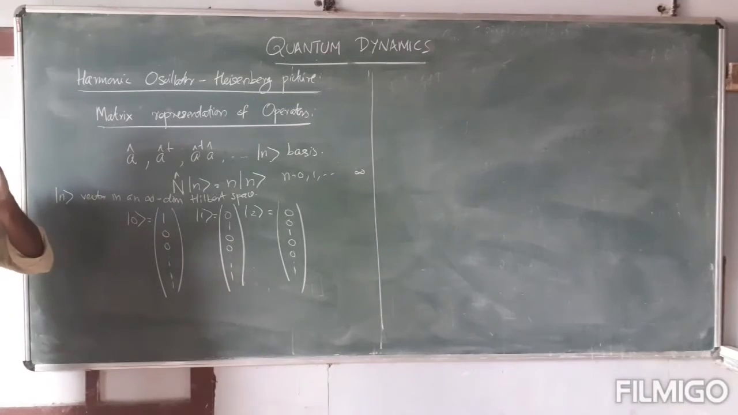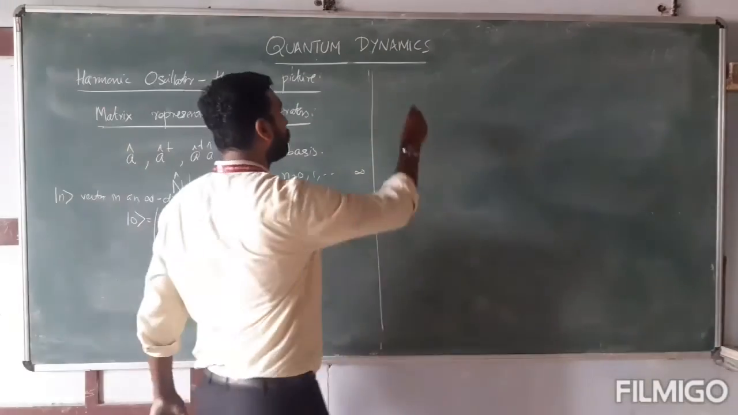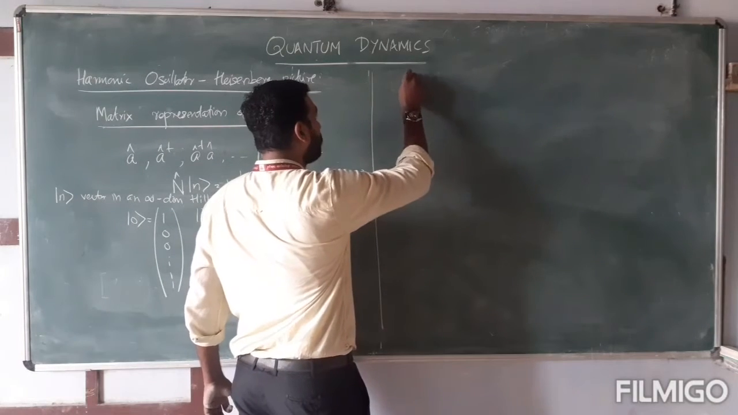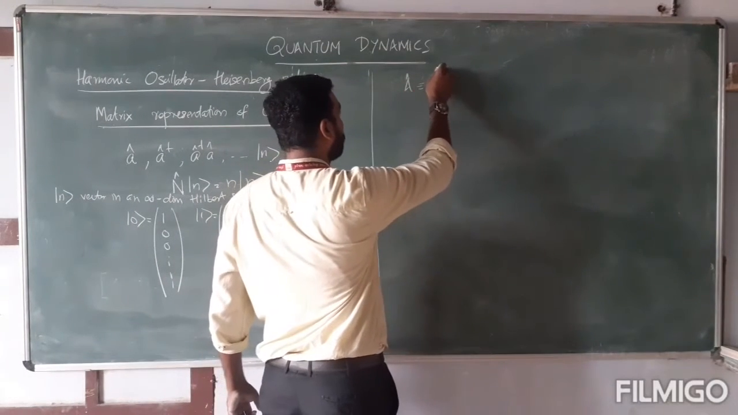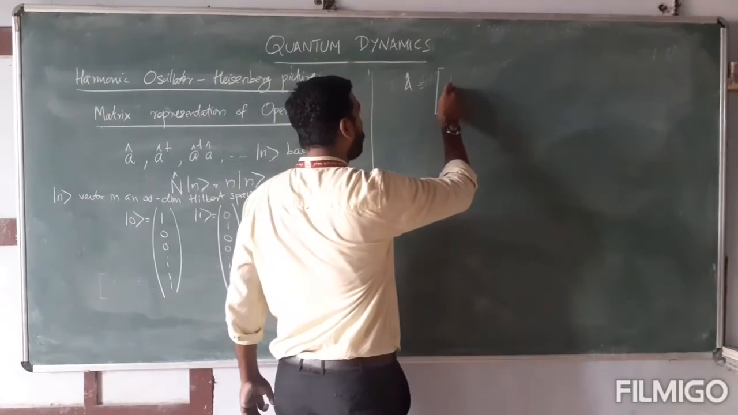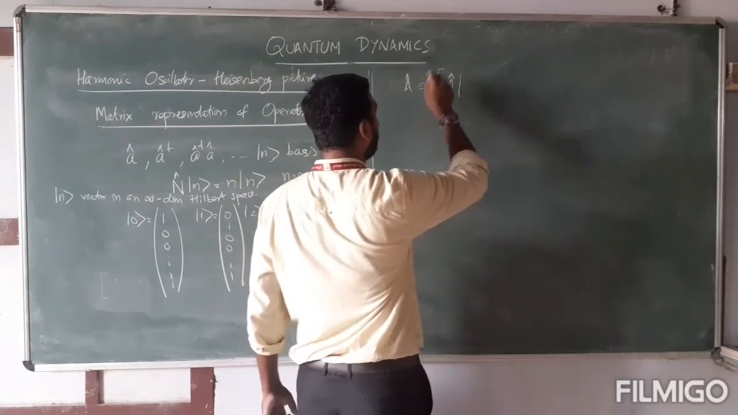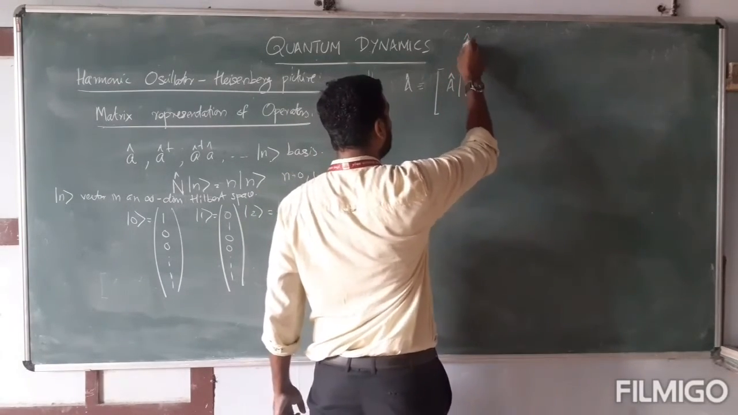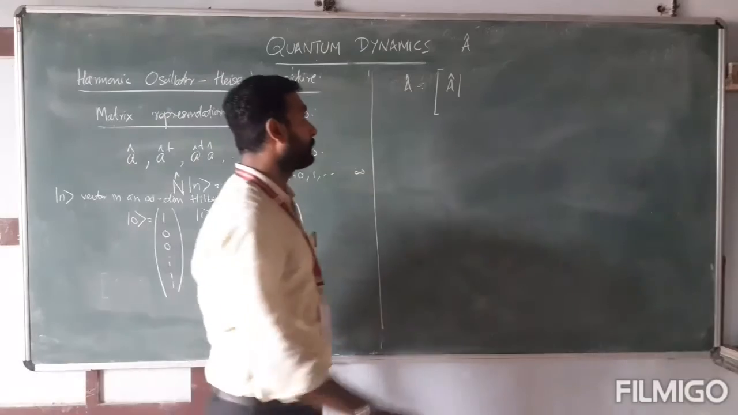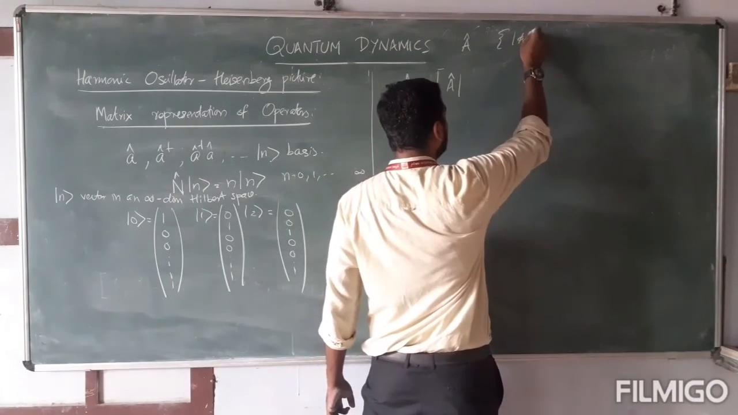Now, in order to represent any operator as a matrix, suppose you have an operator A and you want to represent this operator as a matrix. What I should know is the action of the operator on the basis. Suppose A is the operator you want to represent in the phi n basis.